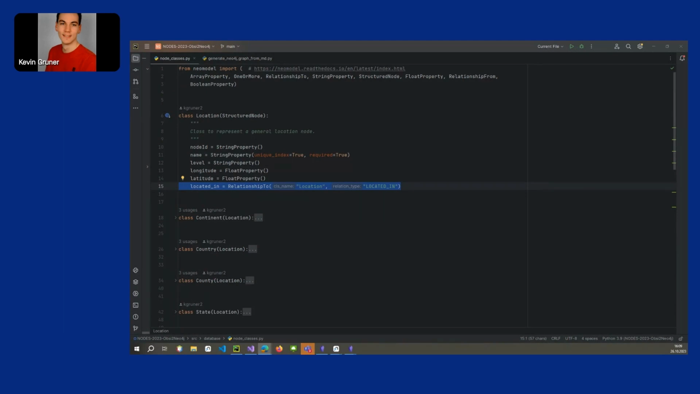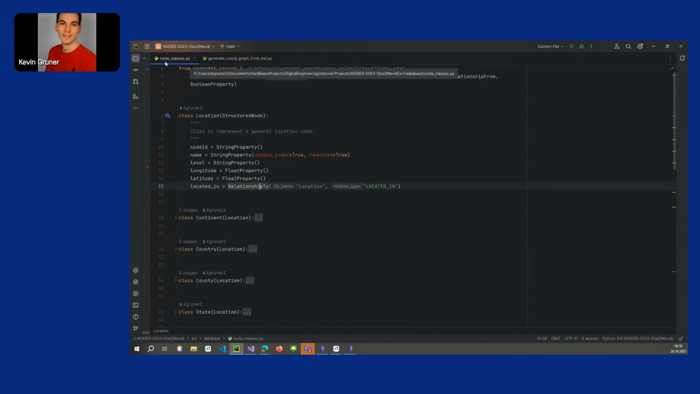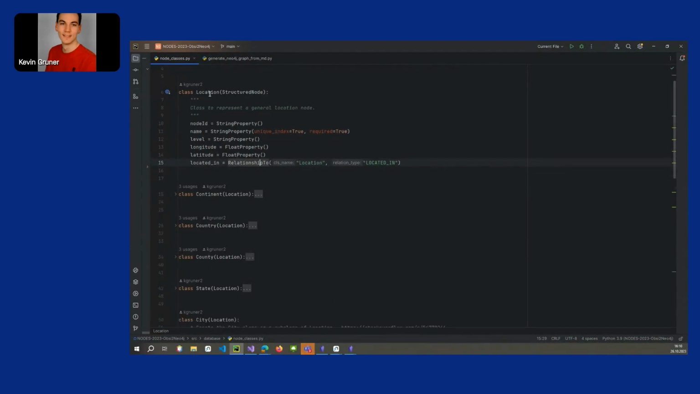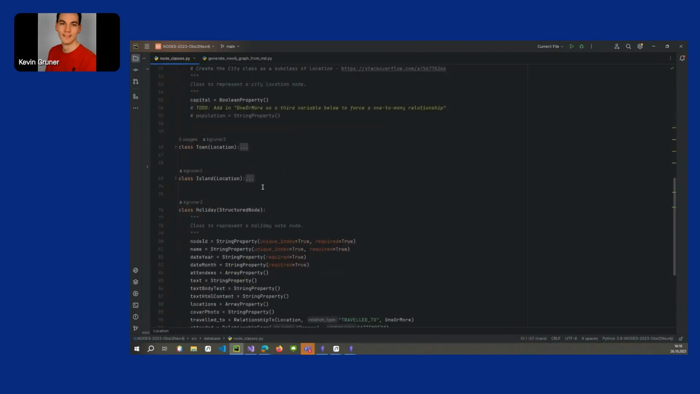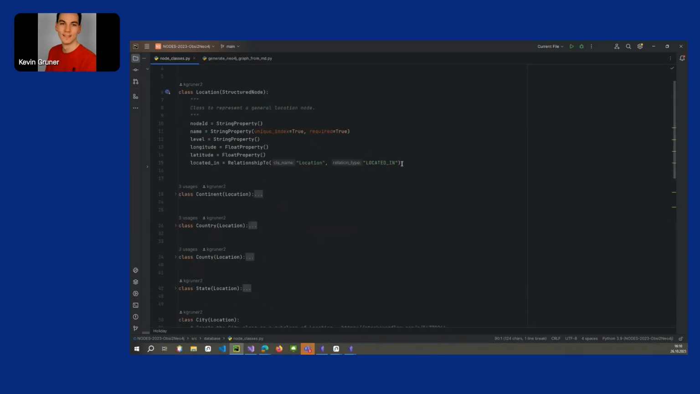And I will skip a little bit over that. So what I did is I wrote a Python file that has all the nodes, node types, and relationships in it. This is what this file is all about. So we have three node types, holiday, person, and location. And we have two relationships from holiday and one relationship inside the location graph.